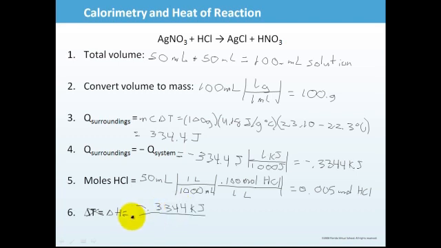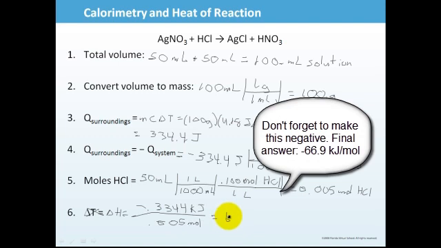Then in our final step, we're going to take that negative 0.3344 and divide it by our 0.005. And that would give us an answer of negative 66.9 kilojoules per mole, with the right significant figures.